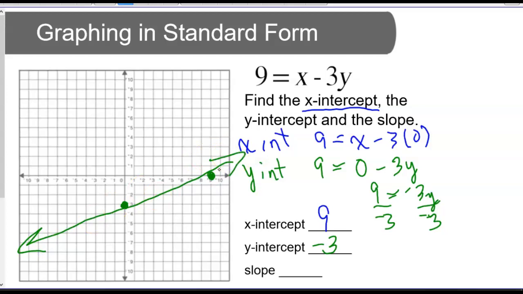And I can also find the slope of this line. To get from my y-intercept to my x-intercept, I go up 3 and I go to the right 9. That's positive, up and right, and I'm going to reduce that to 1/3. So the slope is 1/3.